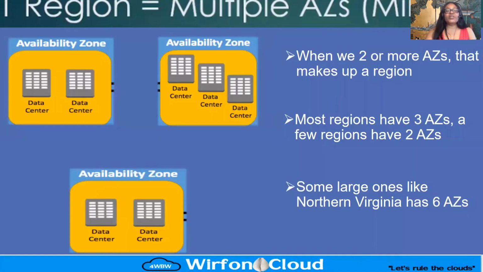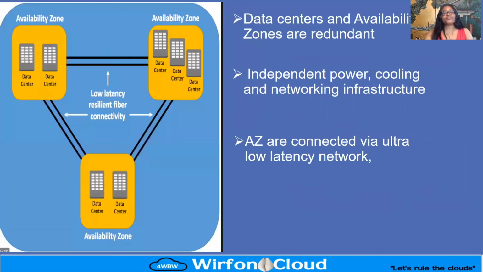Next, let's look into a region. When we have 2 or more availability zones, that makes up a region, and it's a geographic area. Most of AWS regions have 3 AZs. A few of them have 2, and some large ones like Northern Virginia have 6 availability zones.